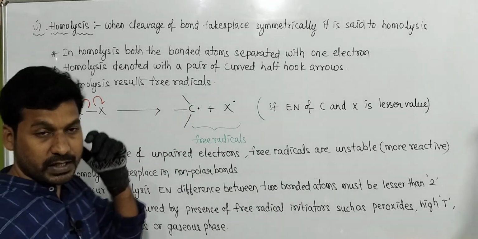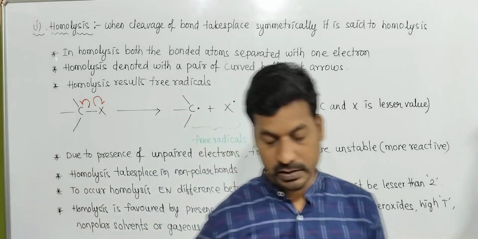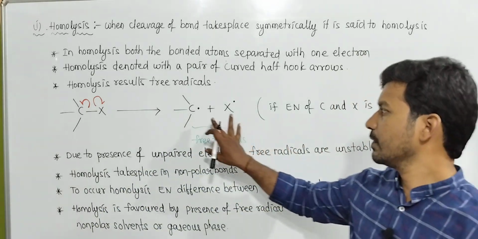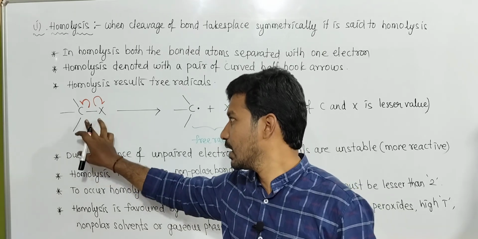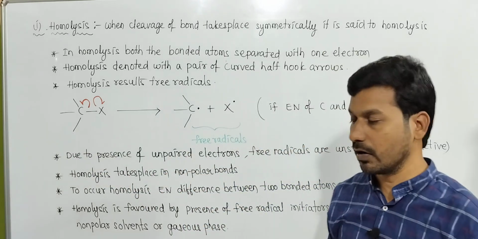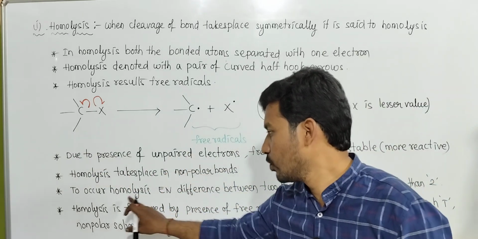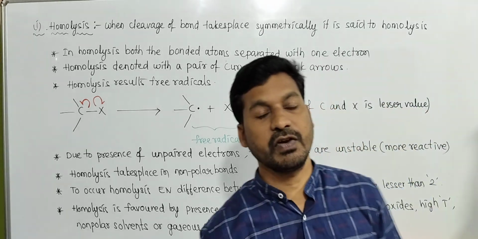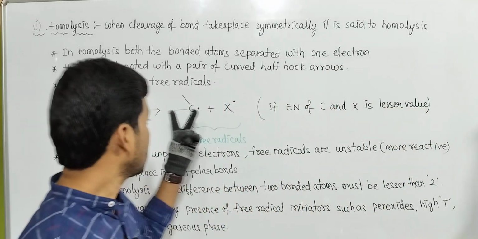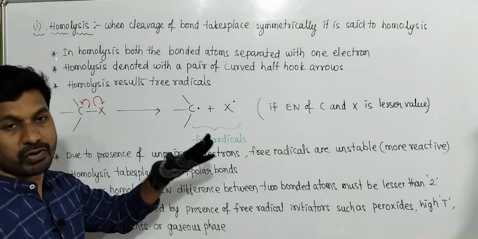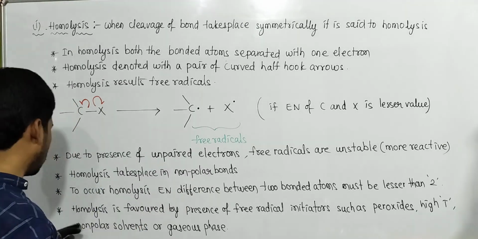Next, homolysis takes place in non-polar bonds. Polar bonds mean the electronegativity difference is large. Non-polar bonds mean the electronegativity difference is small. To occur homolysis, the electronegativity difference between two bonded atoms must be lesser than 2.